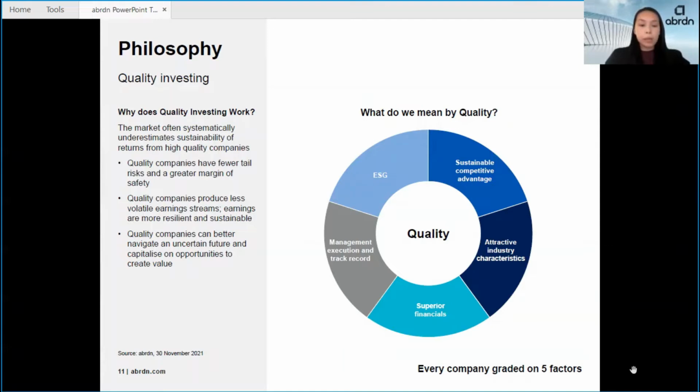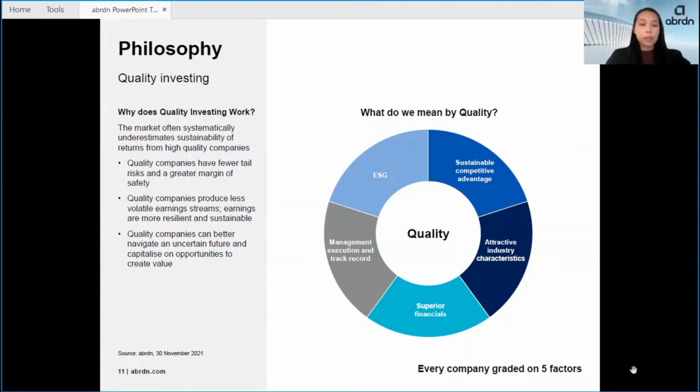And fourthly, management execution and track record. We have to assess who is running the company, who is going to decide on the future direction of the company. So that really boils down to management, and the way we judge management is really by their track record.